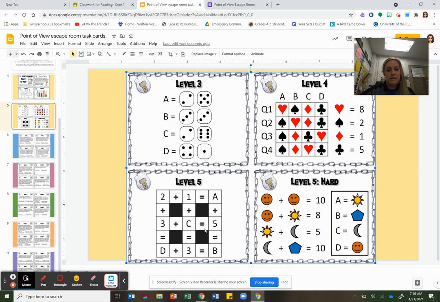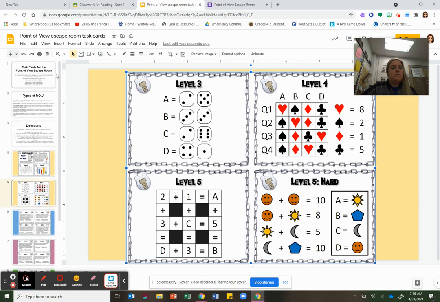Does that make sense? Or you can try the hard level where you do blank plus blank equals 10. So I would know that the smiley face is a 5. So if I knew D would be 5. Same thing over here. I would say use this easier level. I think that one's a little bit easier, but it's up to you.